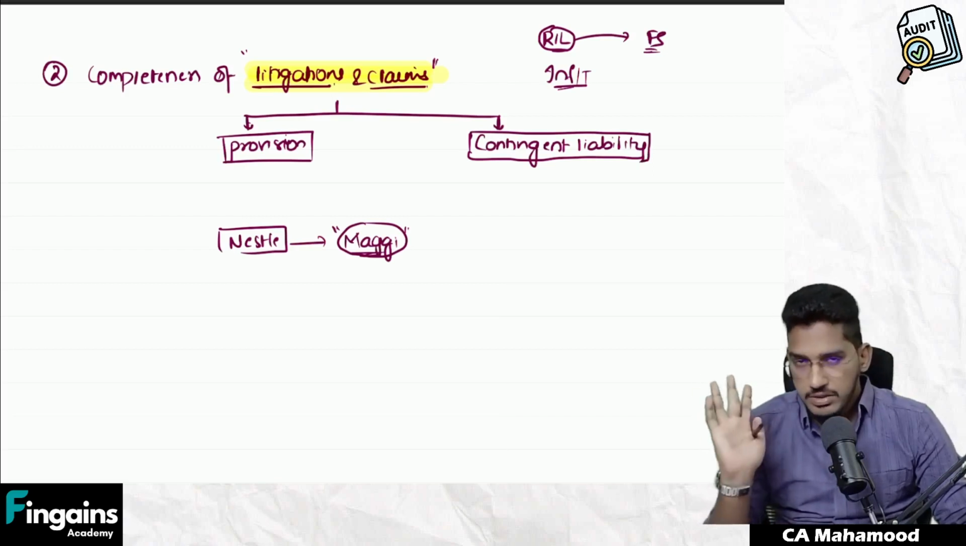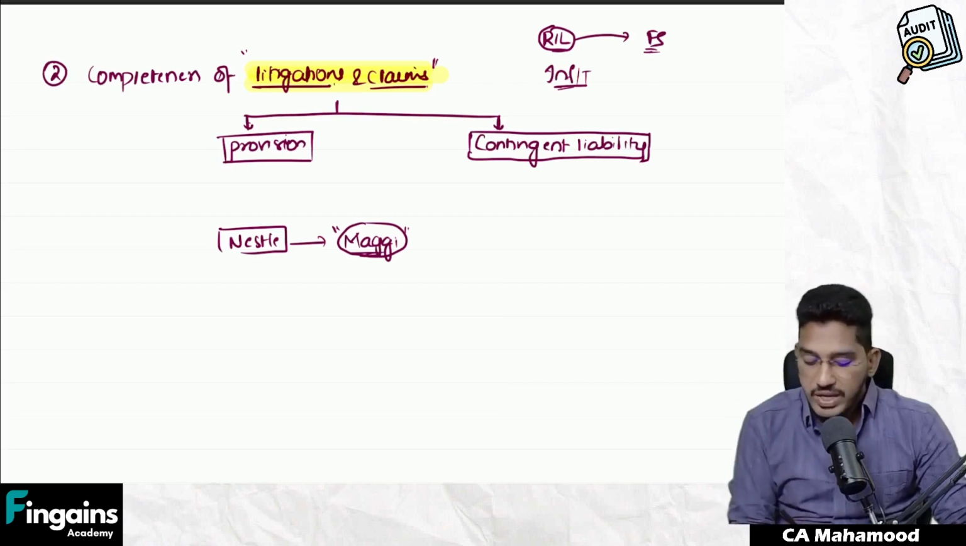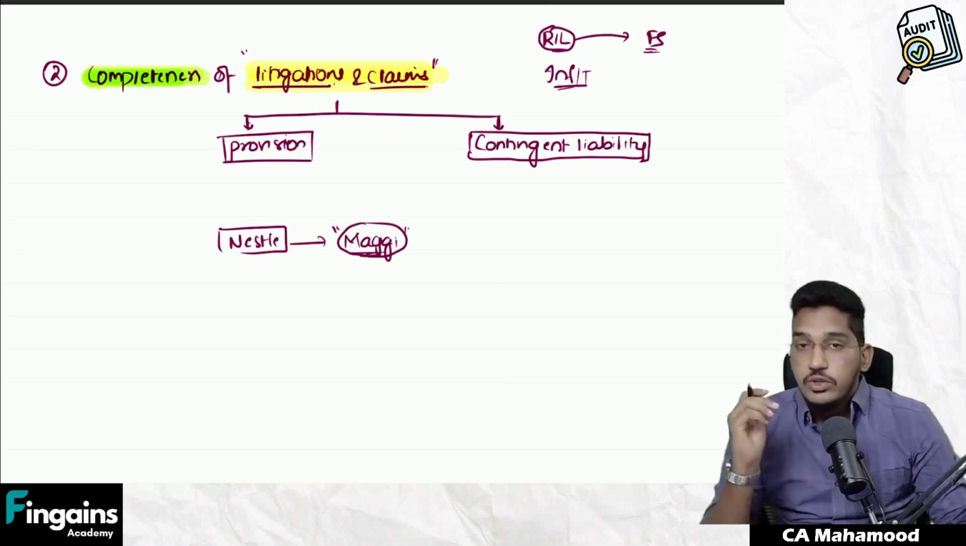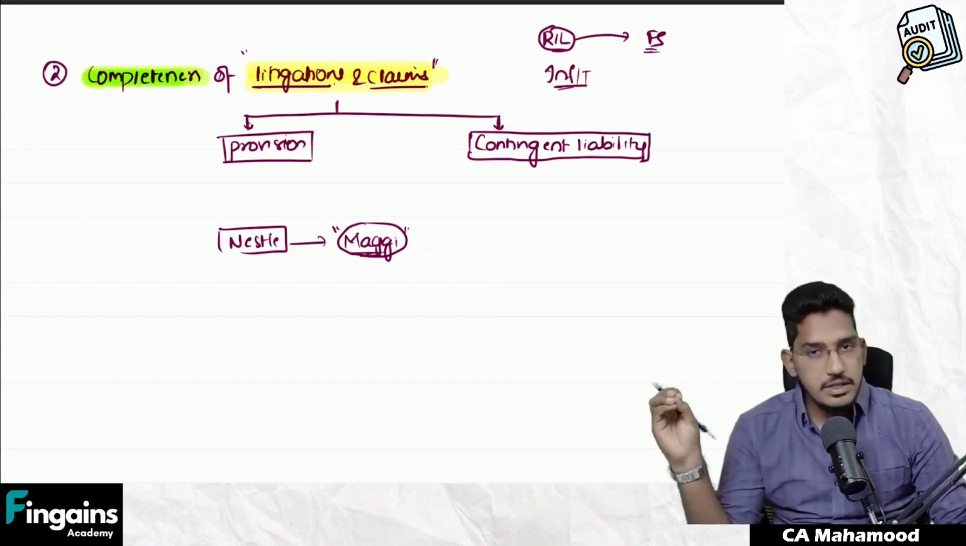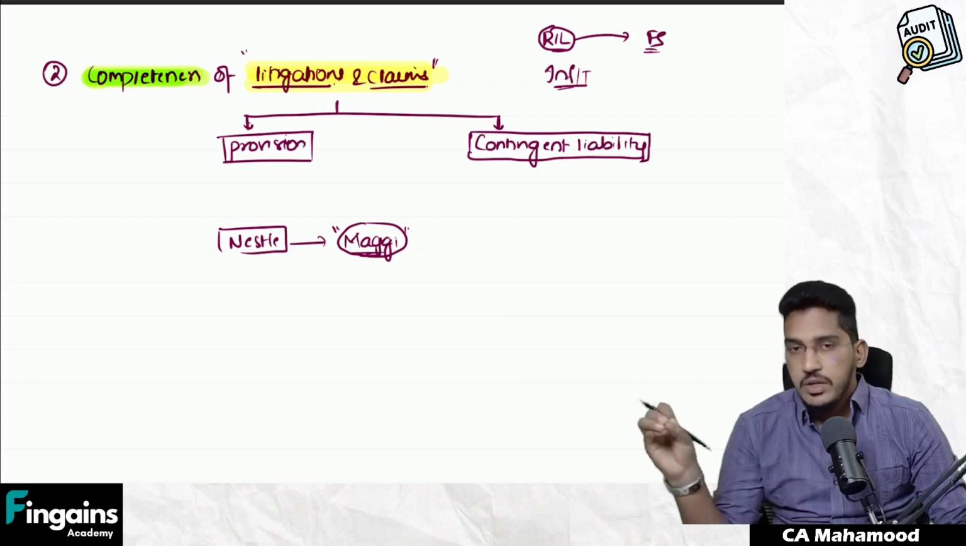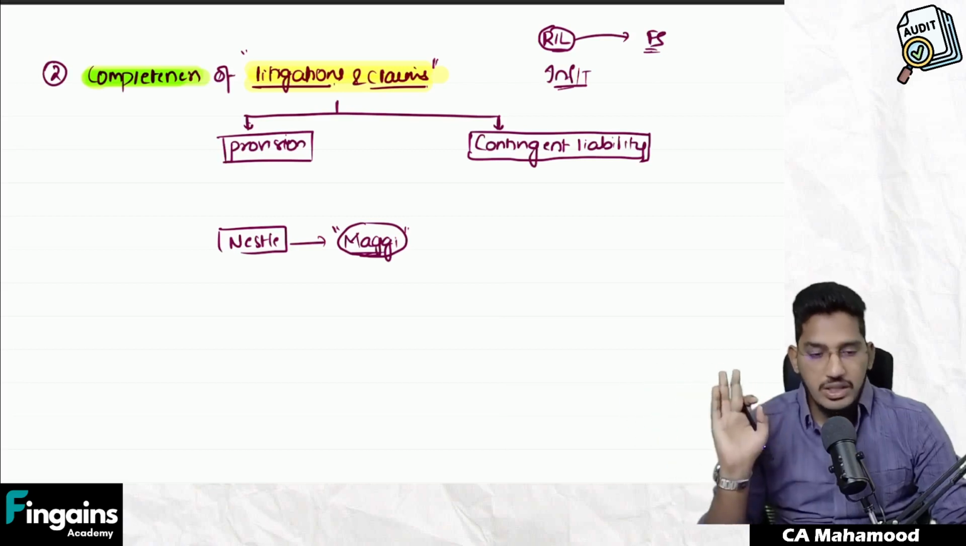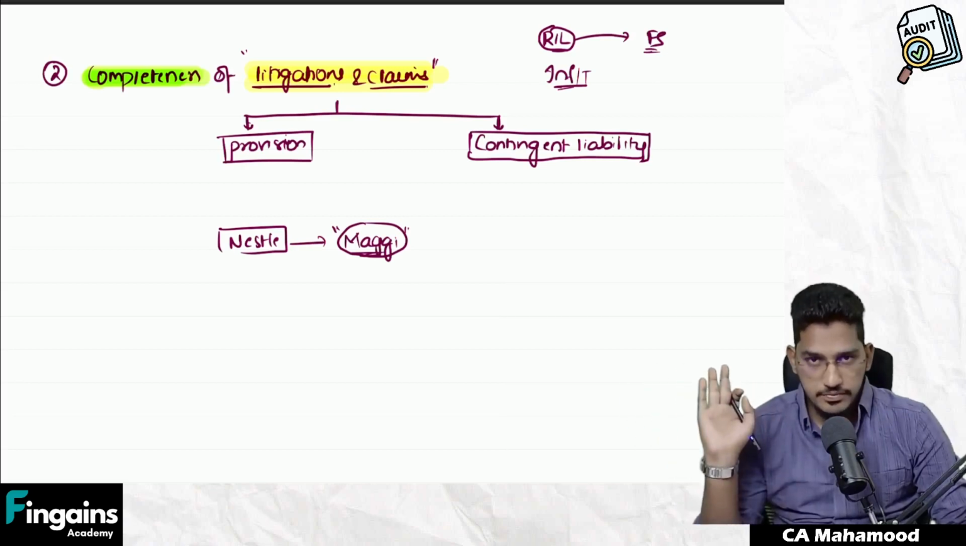But one thing is very much certain: whenever any litigation claim is going on, either it has to be shown as a provision or it has to be shown as a contingent liability. So as an auditor, we need to obtain audit evidence regarding completeness of litigations and claims. That means whatever litigations and claims my client is going through, did my client completely show that in the financial statements, or have they hidden something in the financial statements?